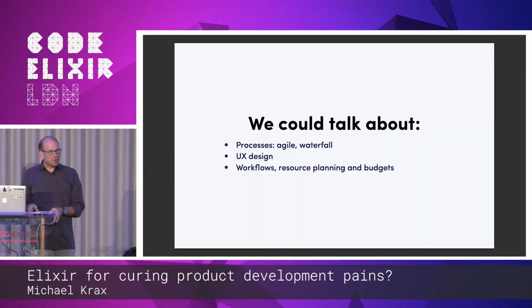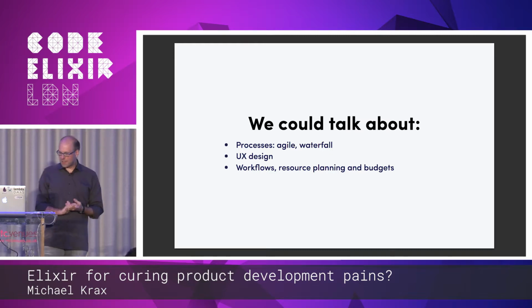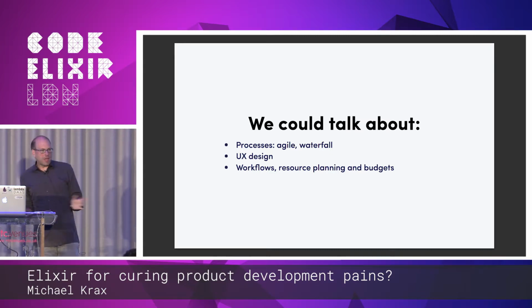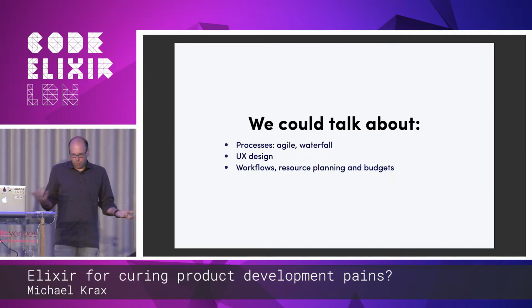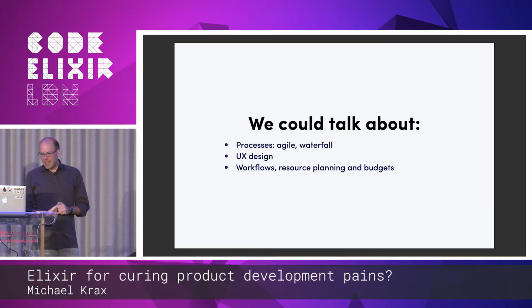So we could talk about processes, like agile or waterfall, as product development procedures. We could talk about user experience design, how to make a nice user interface. It's not that interesting for Elixir developers, I suppose. We could talk about workflows or resource planning. Some of those things, like the agile processes, Powell referenced in his keynote this morning. And I don't want to go there.